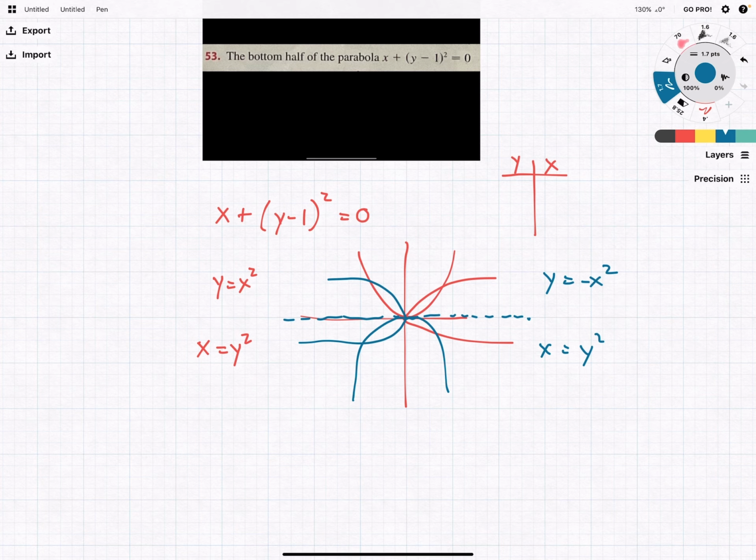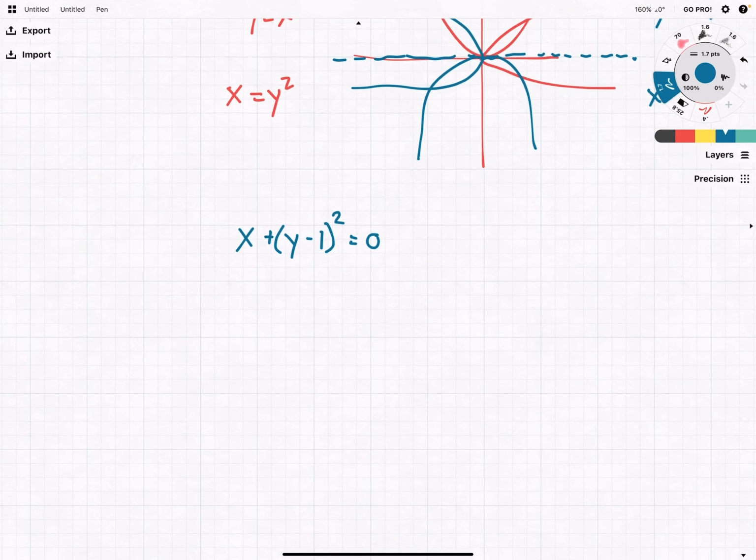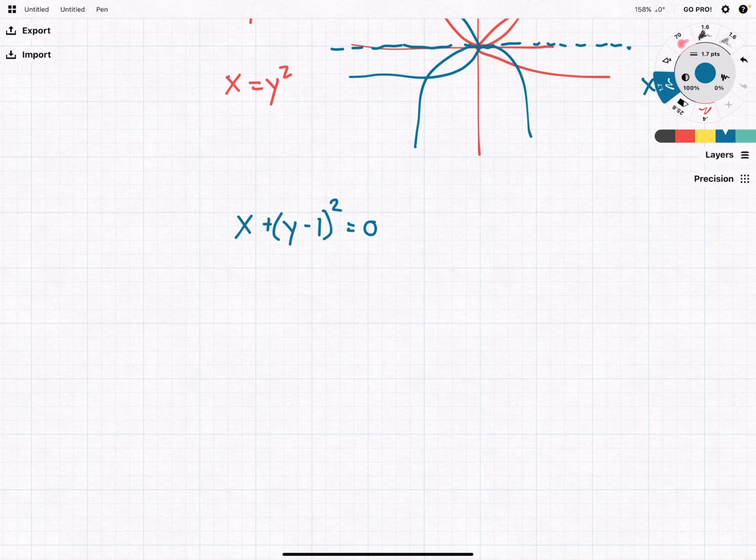Well, first off, let's go ahead and separate the variables out. So we have x plus (y minus 1) quantity squared equals 0. I want to get x and y on different sides. So now we have x equals negative (y minus 1) squared.